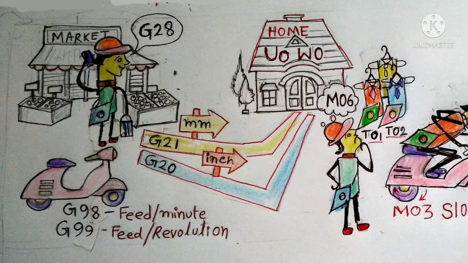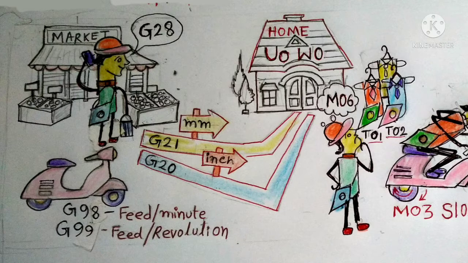So we use G21 for millimeter unit and G20 for inch. Actually, we use the unit of our job drawing by using G20 or G21. Now we will give the feed rate unit of Mr. Tool's scooter by using G98 or G99. If we use G98, then the unit of feed rate will be millimeter per minute, and if we use G99, it will be millimeter per revolution. Here we also use G98.